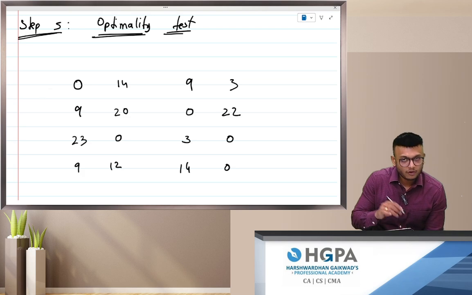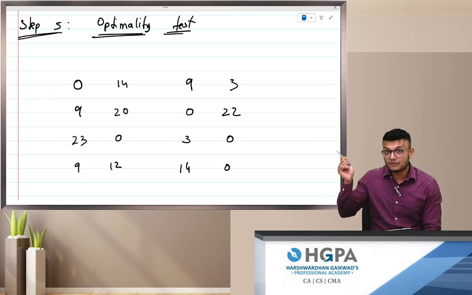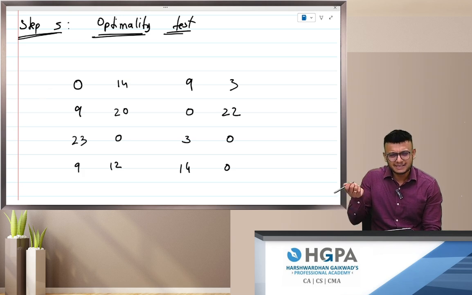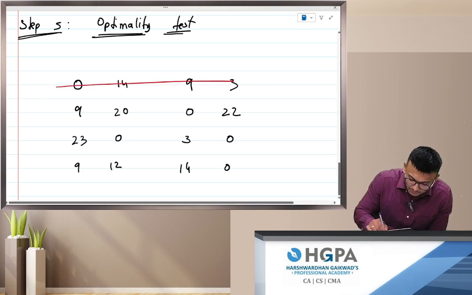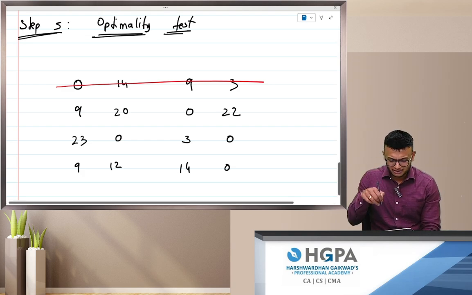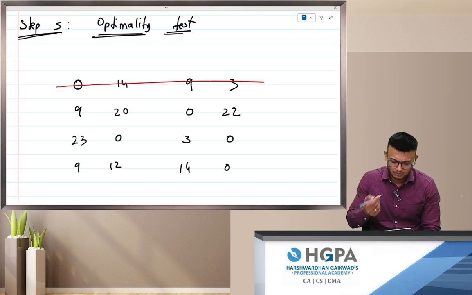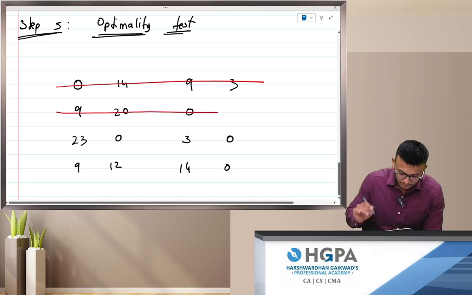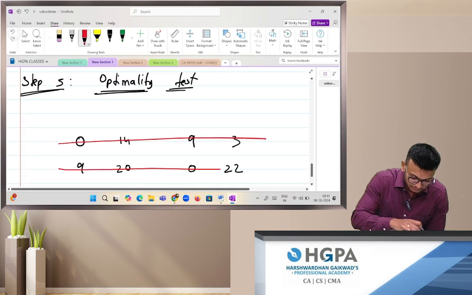For obviously putting a line on the first zero, I can do it anyhow. It doesn't make any sense, right? So I can do it like this also. See, for the second zero, what is going to happen? I can do it anyhow, vertical or horizontal, and only one zero is going to go. So again, I did it like this.